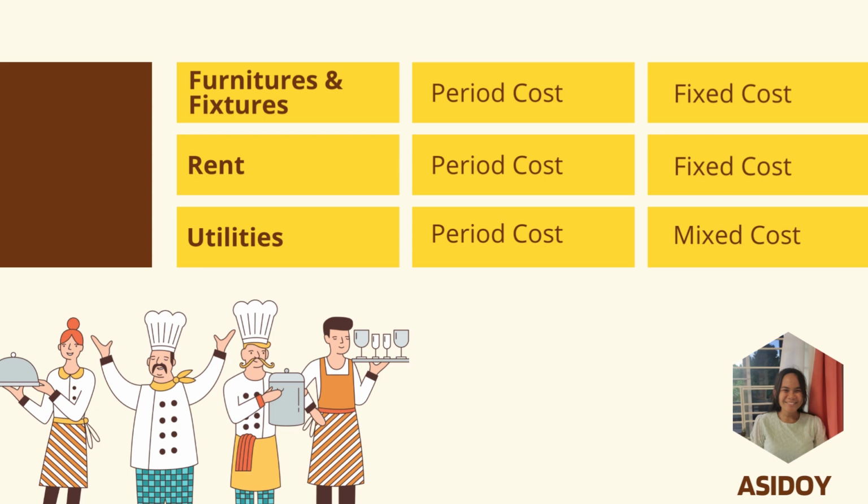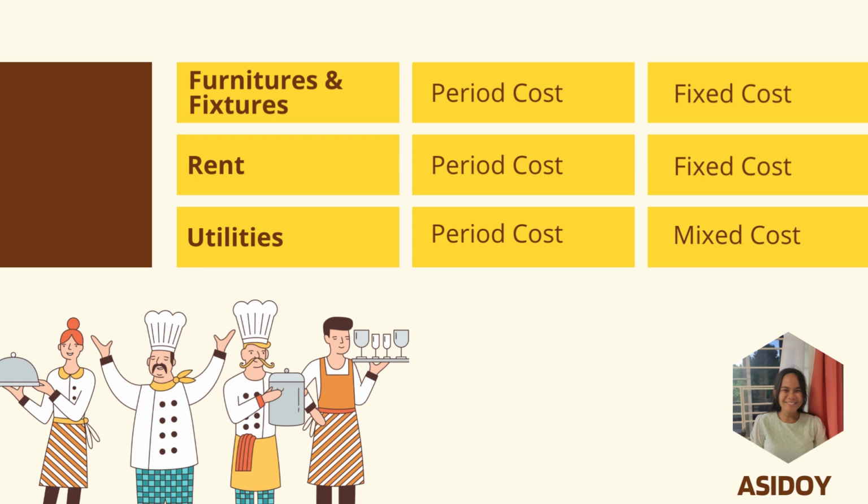Rent. Bisag Asa restaurant will rent a place for its operations. The monthly rent is a period cost since it is an administrative function of the business. Moreover, it is a fixed cost because rent stays constant regardless of the quantity of goods or services produced.